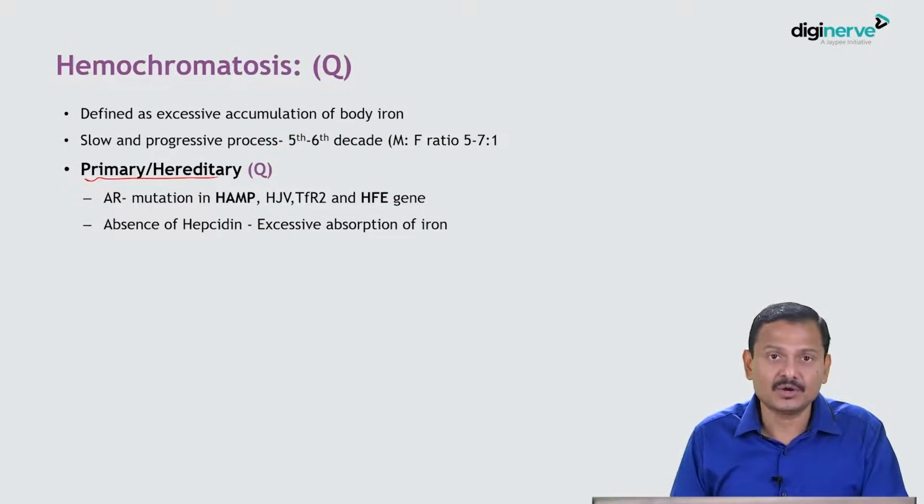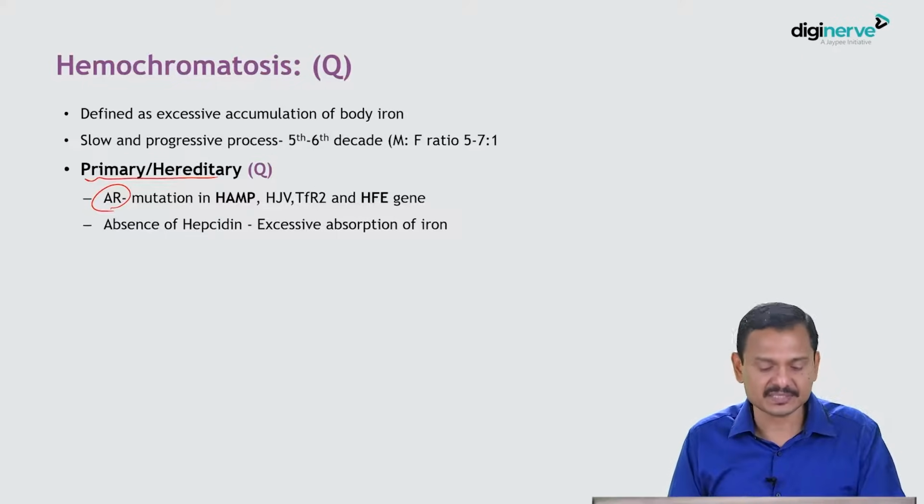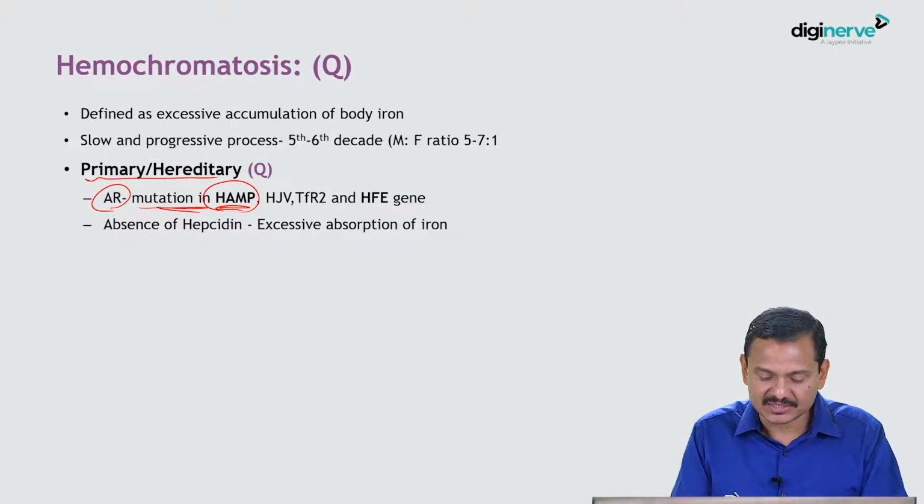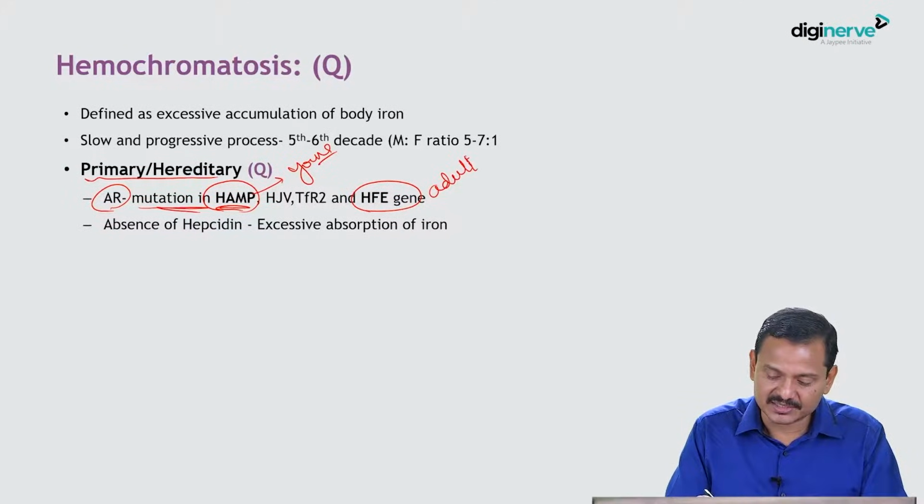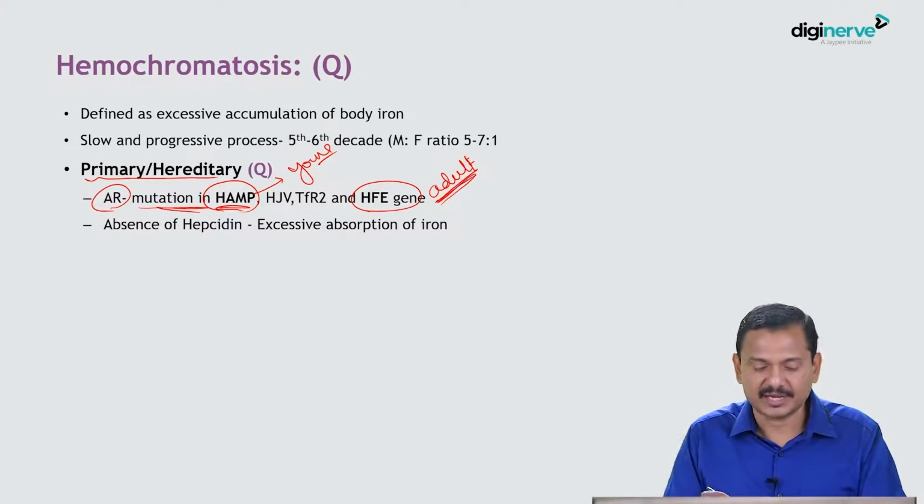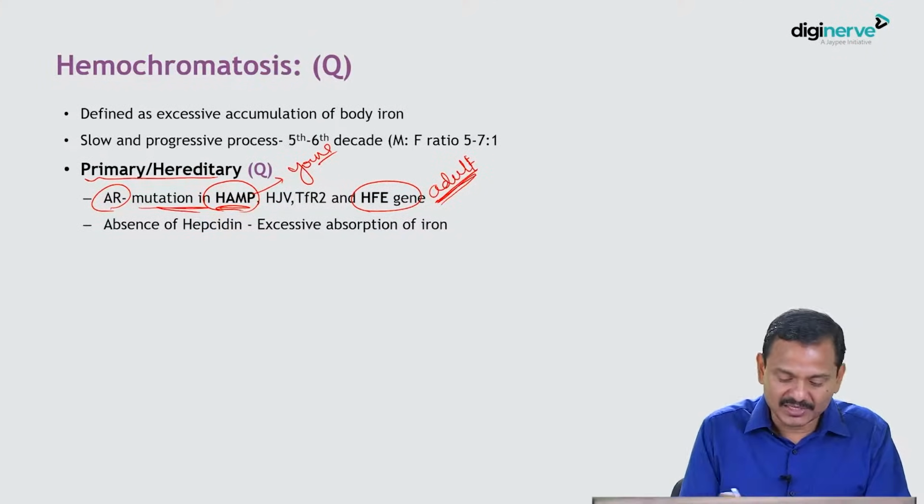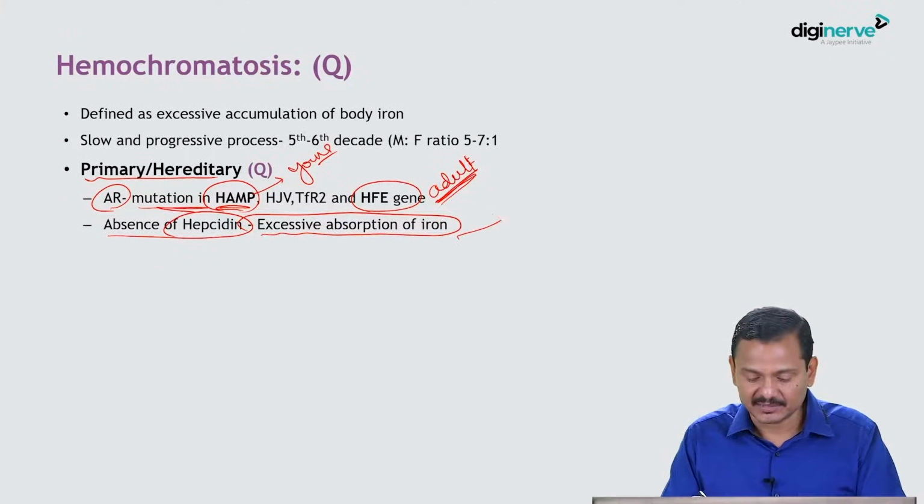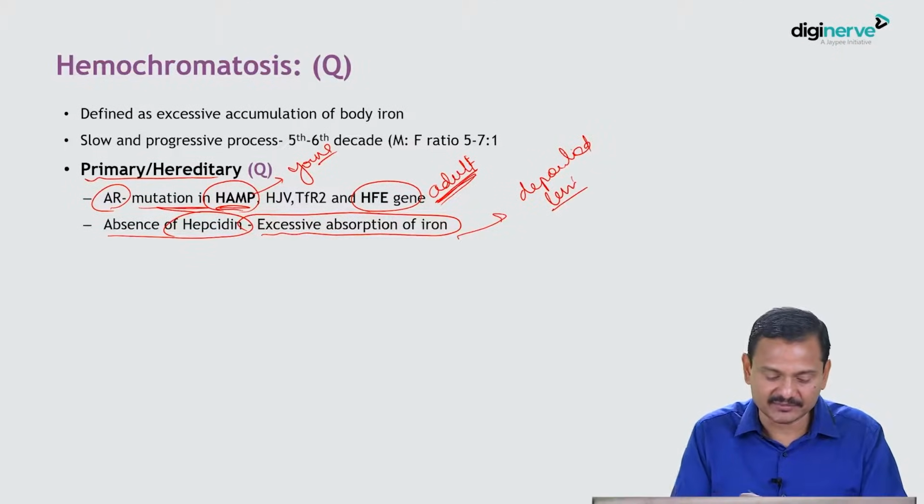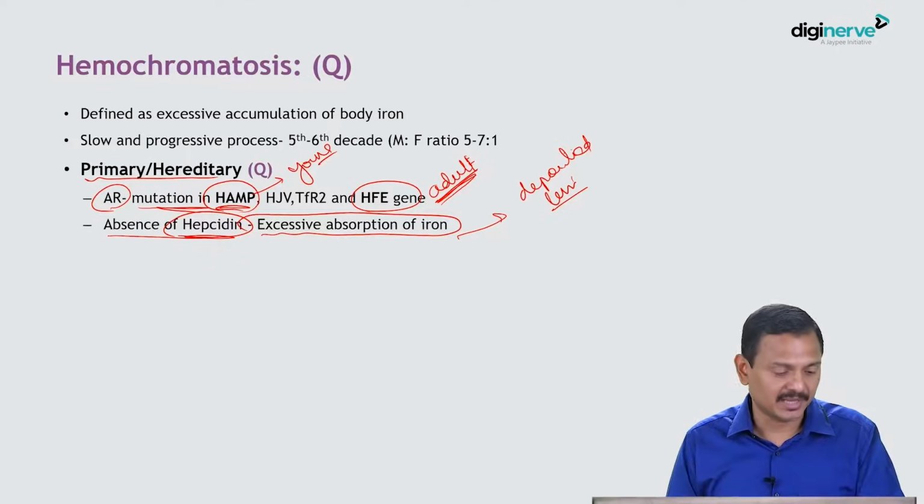Now this can be primary or hereditary, and that is autosomal recessive, and that is mutation in certain genes, like at least you remember HAMP as well as HFE. Now this HAMP is more common in the young, whereas in adults this HFE gene is more responsible for the adult type of hemochromatosis. And what happens in all this? There is absence of hepcidin. So there is excessive absorption of iron from the gut, and it will be deposited in the liver. Okay, so there is no negative regulation by hepcidin, so there is excessive absorption.